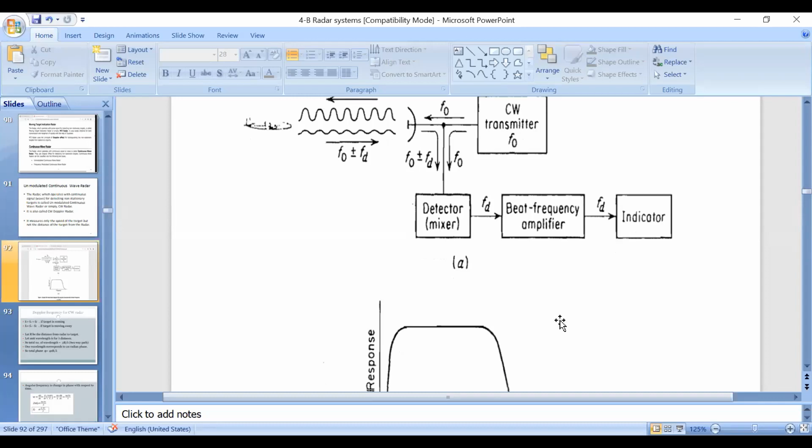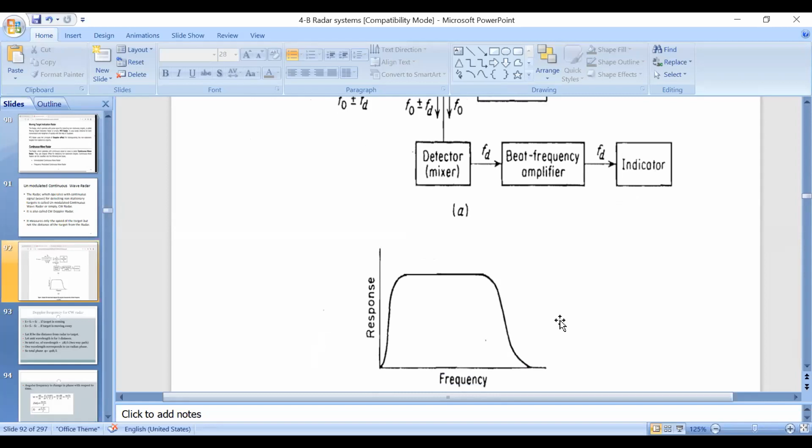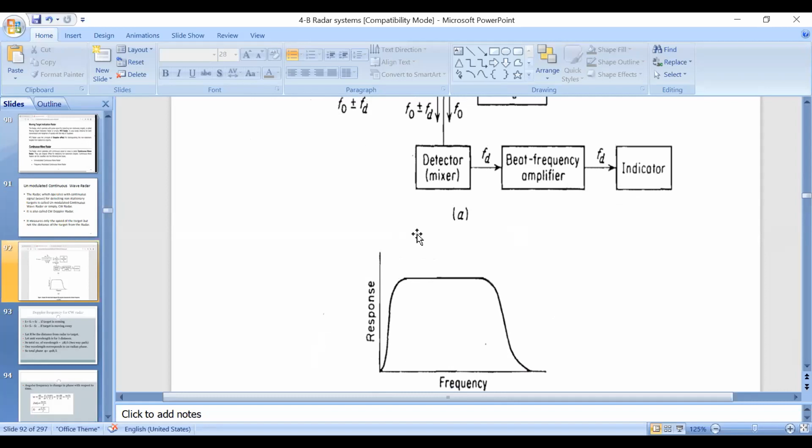Now here is the frequency response of the beat frequency amplifier. We considered frequency on the x-axis and response on the y-axis. It offers attenuation to lower frequencies, where the clutter signals are low frequency signals. That means the DC components from the stationary targets are rejected by using this beat frequency amplifier, right?